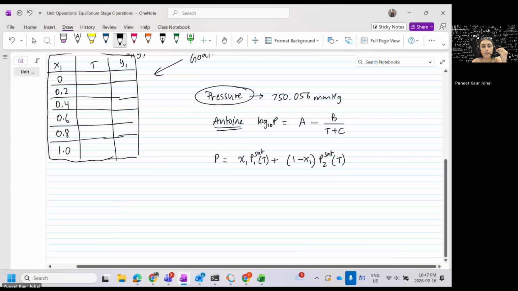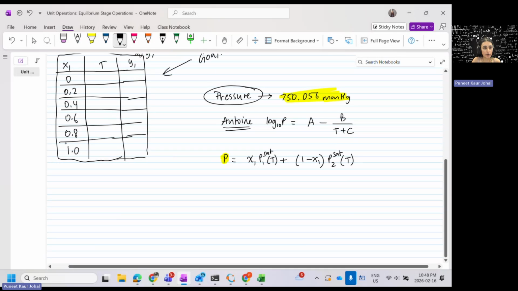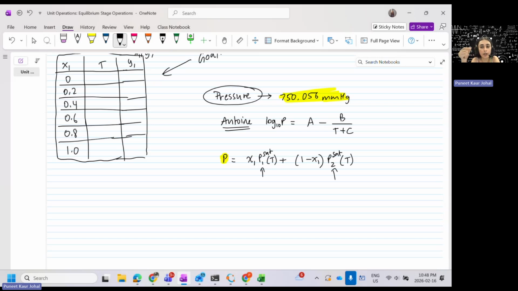The thing here is that we have this pressure over here. We know the pressure value, but what we don't know is the temperature. So what's going to happen here is we're going to have to guess what temperature values we can use at different mole ratios, such that we get P1 and P2, the pressures of the pure components, that will satisfy this equation.